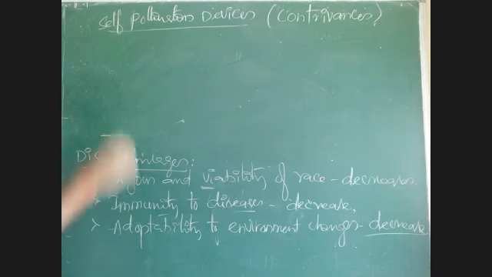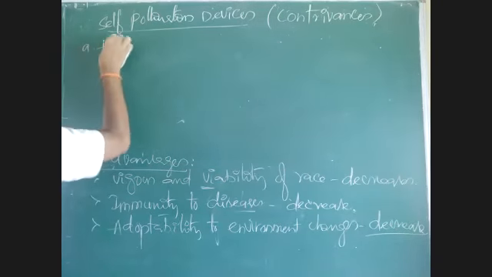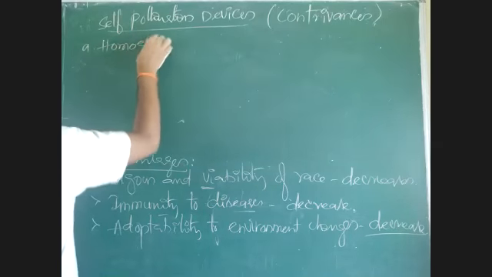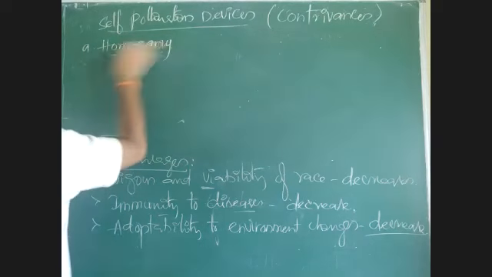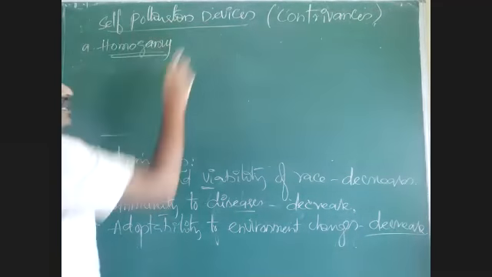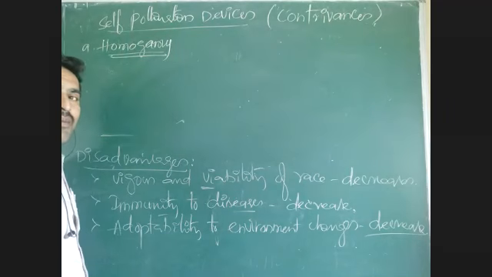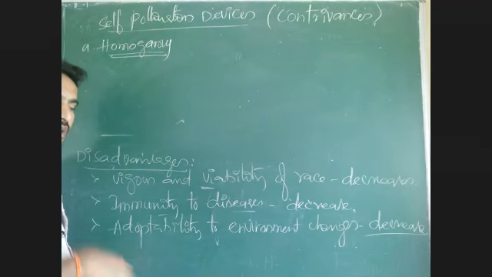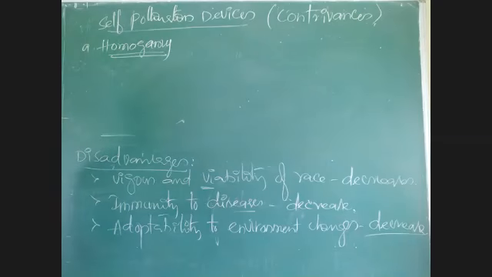What are they? One is homogamy. Homogamy is a method. What are self-pollinating devices? Some methods which are activating self-pollination, promoting self-pollination. They can encourage self-pollination. These methods are encouraging self-pollination. They are called self-pollinating devices.